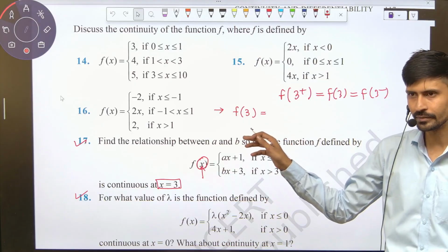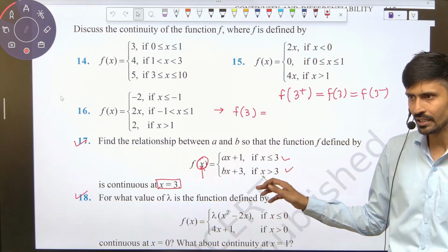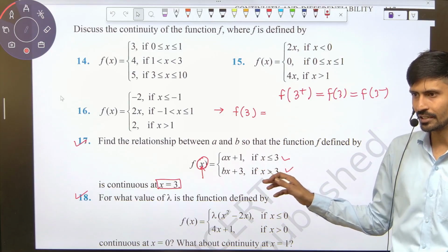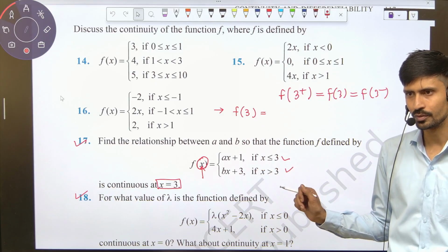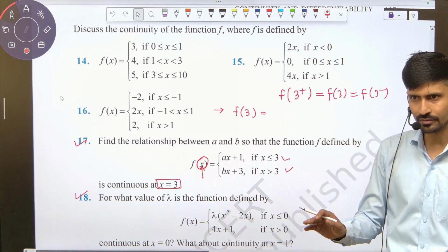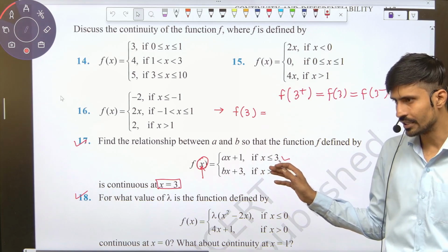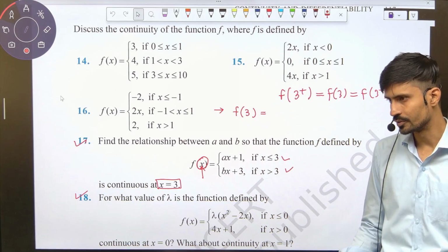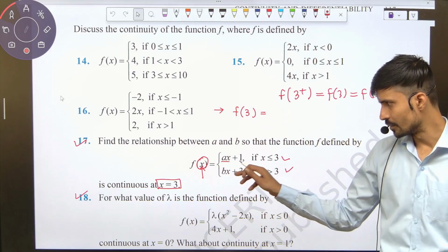Okay? Now here I will put 3. See the condition. 3 less than equals to 3, 3 greater than 3. Tell me, is 3 greater than 3 true or is 3 less than equals to 3 true? Less than equals to is true. It means this will help.